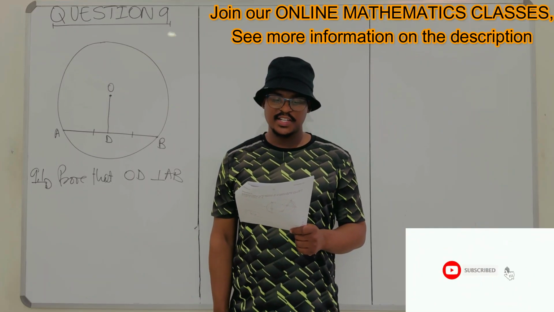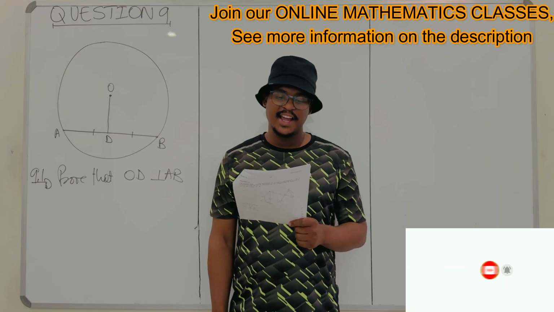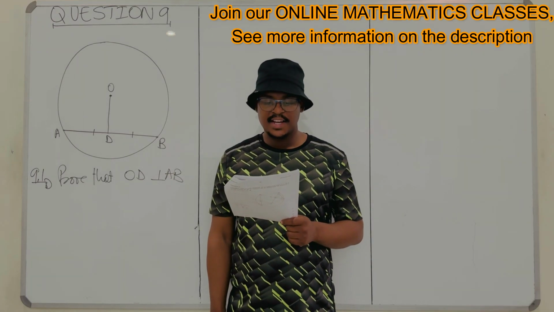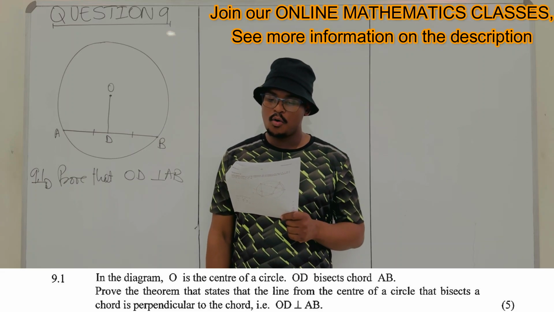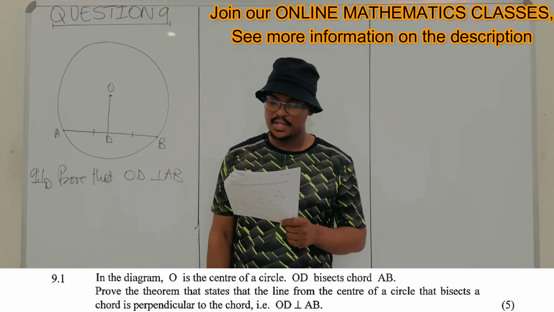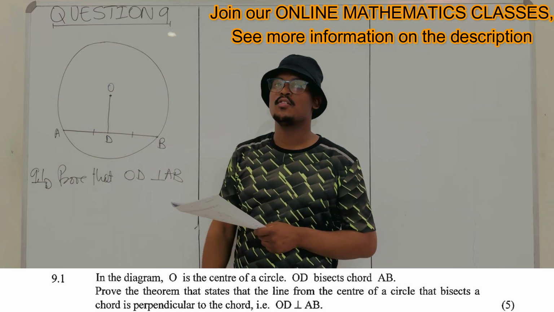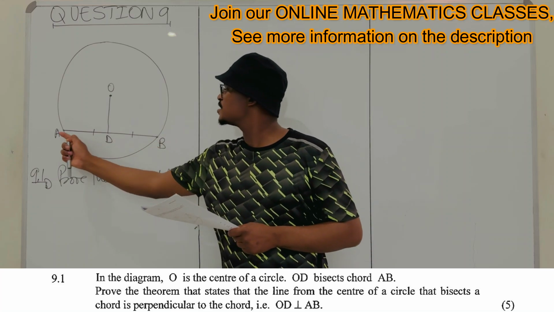So in this video we're doing question 9 of the November 2022 mathematics paper 2. And the topic is Euclidean geometry, as you can see over here. So they are saying, in the diagram, O is the center of a circle. OD bisects chord AB. So we have a circle here, as you can see, and O is the center of the circle, right? AB is a chord to the circle.